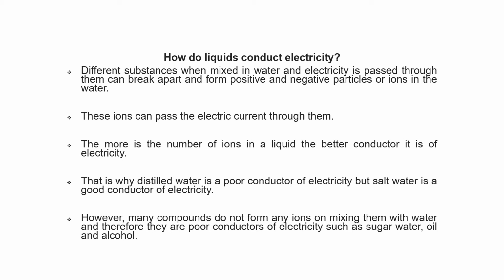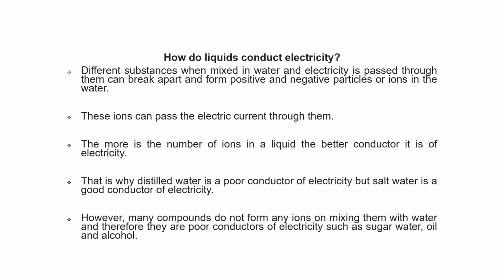The more the number of ions, that is, the more the concentration of the ions, the better the conductor of electricity it will be. And vice versa, the less the concentration of ions, the less it will conduct electricity. In case of distilled water, it is a poor conductor of electricity because it doesn't have any such ions. But salt water is a good conductor of electricity.